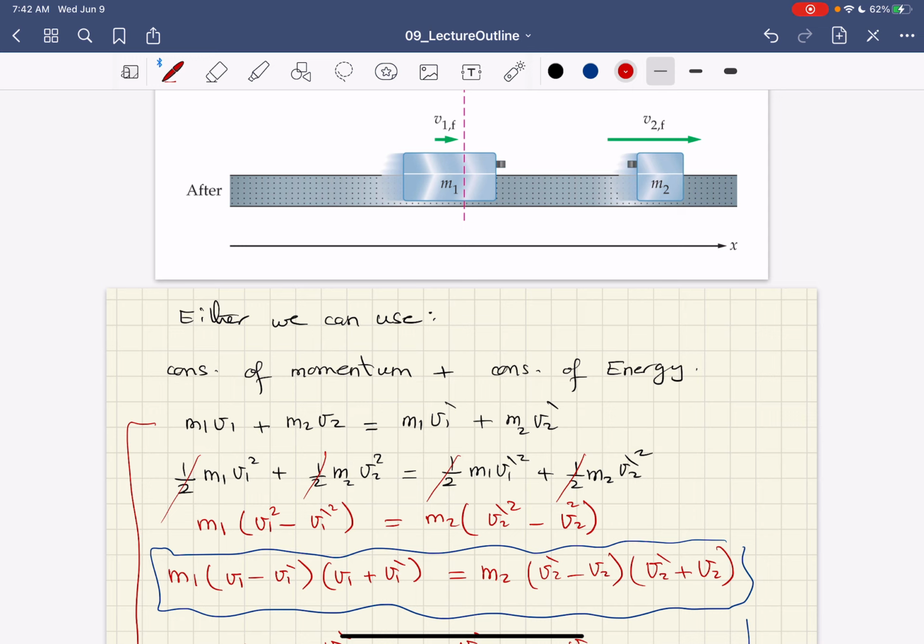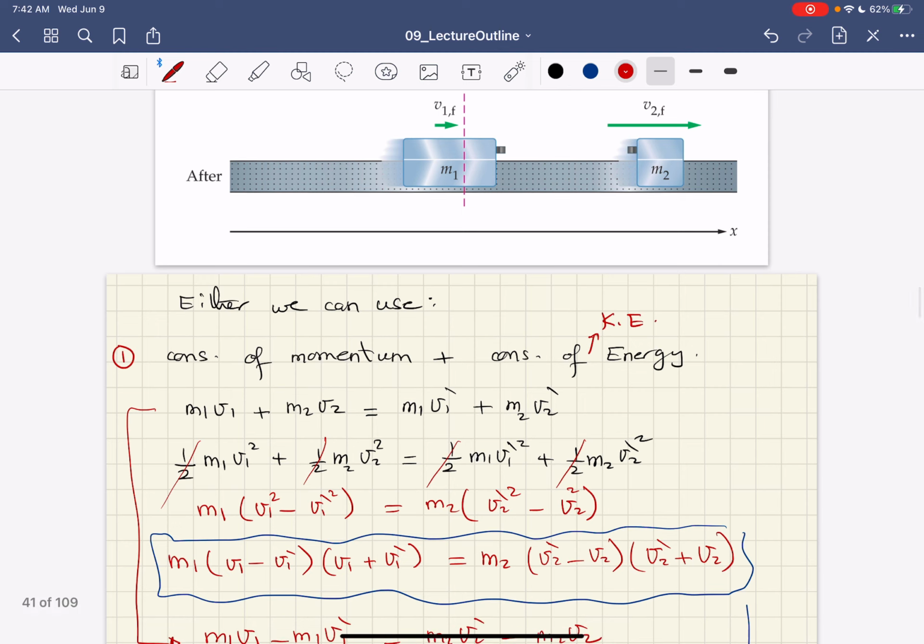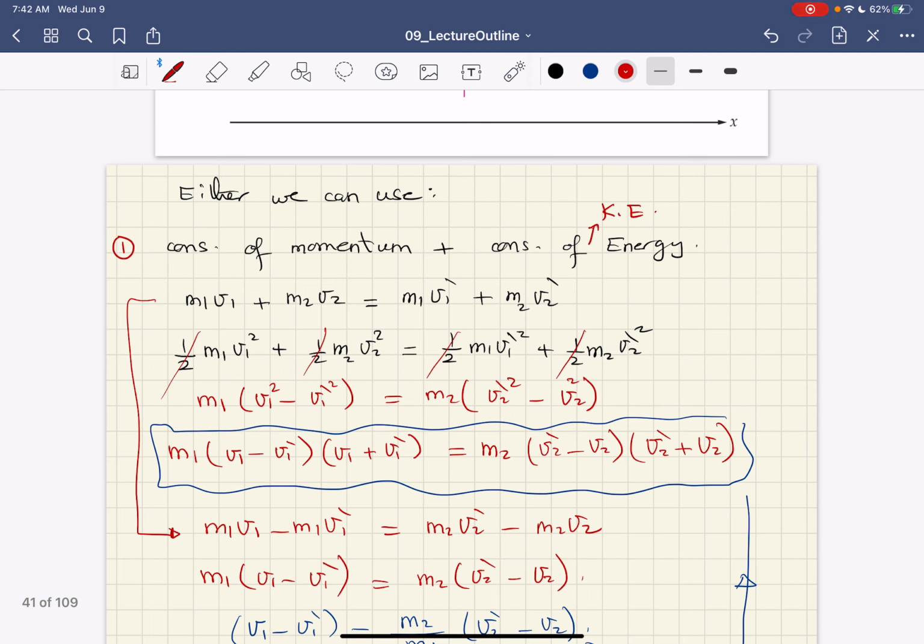Now, whenever we deal with an elastic collision, we deal either with conservation of momentum plus conservation of energy, here kinetic energy, or, the second option, conservation of momentum plus the derived equation.